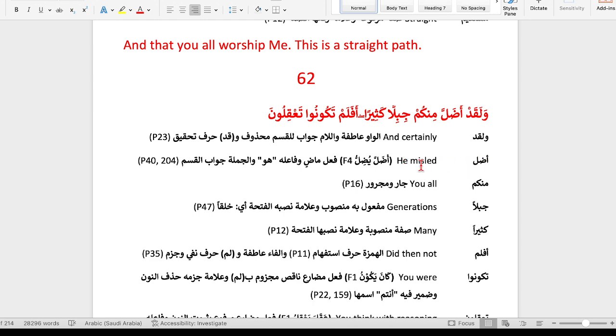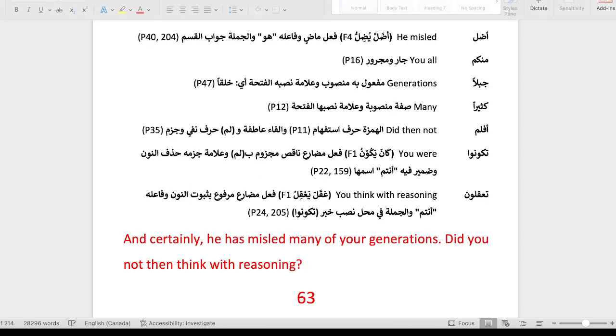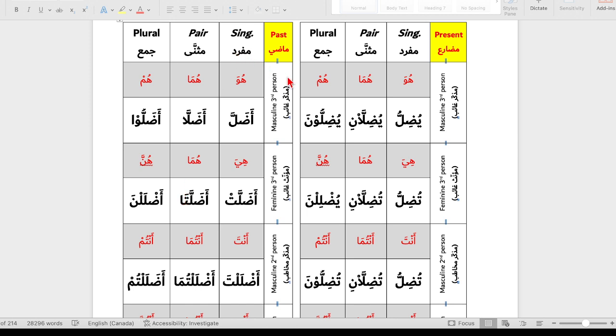Azalla is form 4. You add hamza before the three root letters, za, la, la. Azalla yuzillu, so azalla is fi'lu madin, wa fa'iluhu huwa, because it's huwa azalla, and the table is on page 204. Huwa azalla past tense, huwa yuzillu present tense. So this is the verb form.